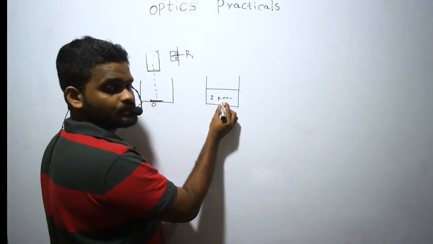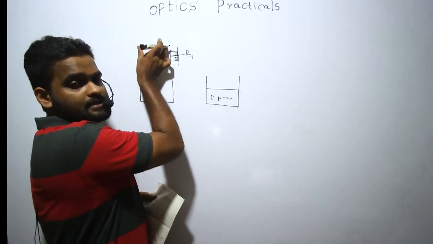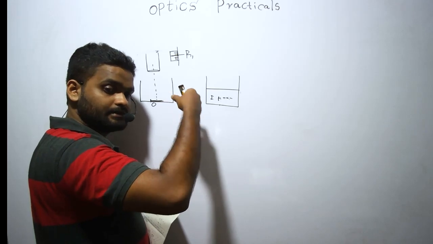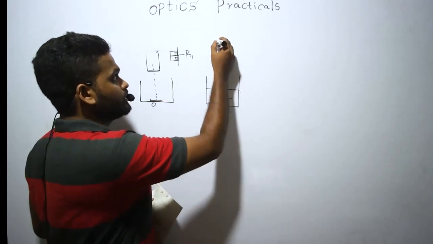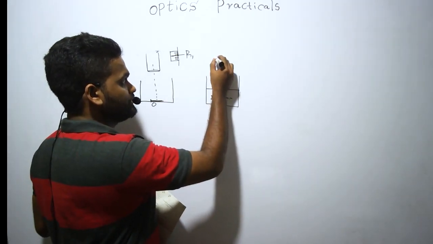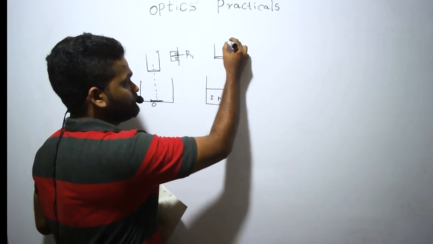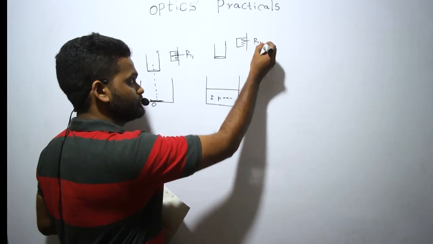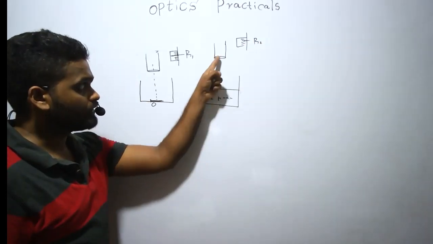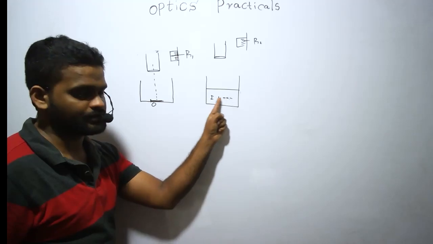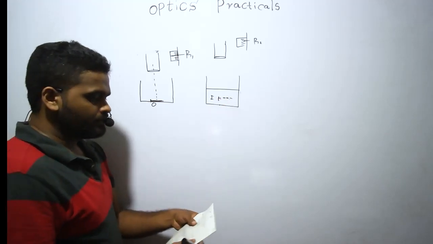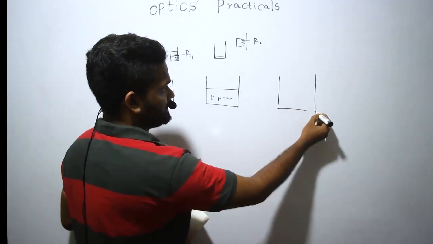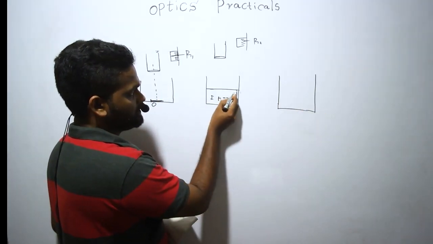So to focus on this one, you have to lift this microscope. To lift that, you can use that screw. Again, let's say you lifted it up to here, and once you lift it, you can get the reading. Let's say that reading is R2. So now you have focused on the image, right? Then what do you do? Now you need to take the real depth.